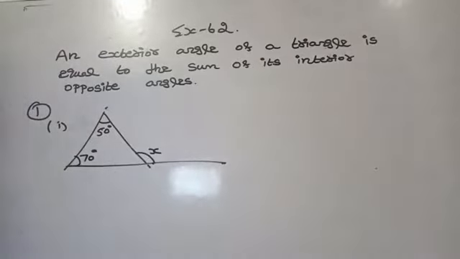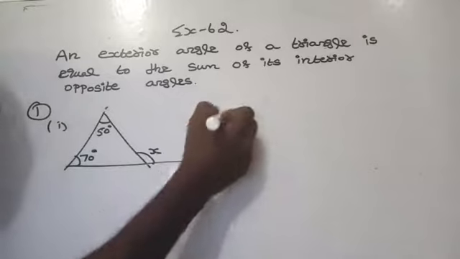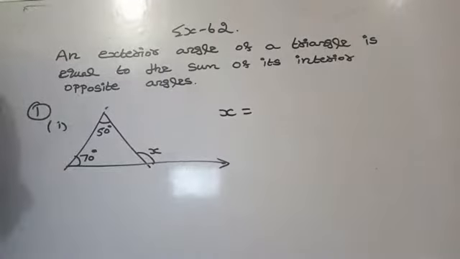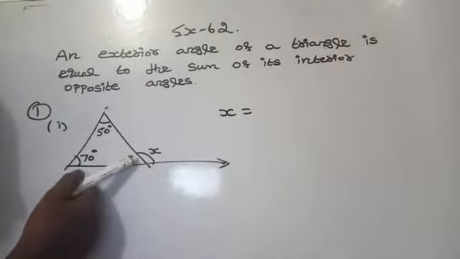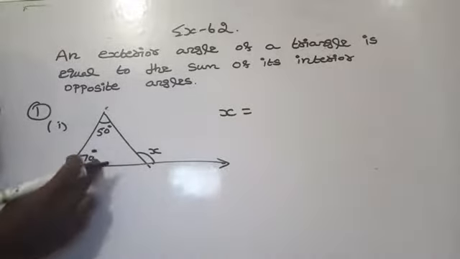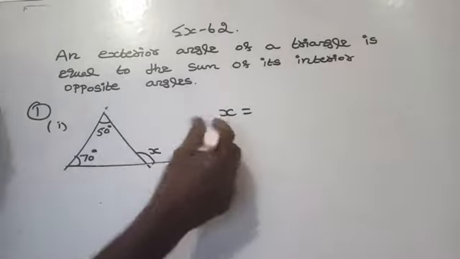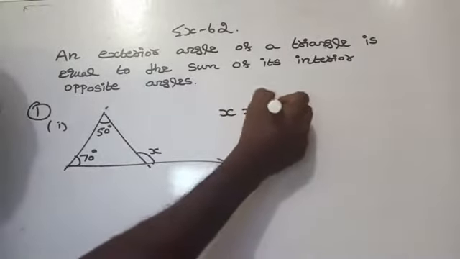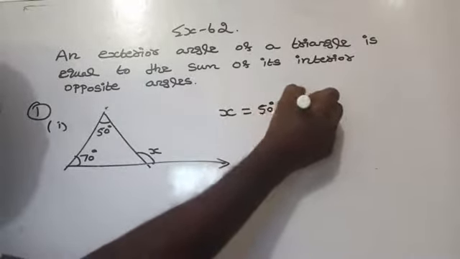You have to find the value of unknown exterior angle x in the following diagram. Now we know that exterior angle is equal to what? Sum of opposite angles to the interior. Which one is exterior? This is exterior. Which one is interior? This is an interior. What are the two opposite angles to the interior? 50 and 70. Therefore exterior angle is equal to sum of opposite angles to the interior.